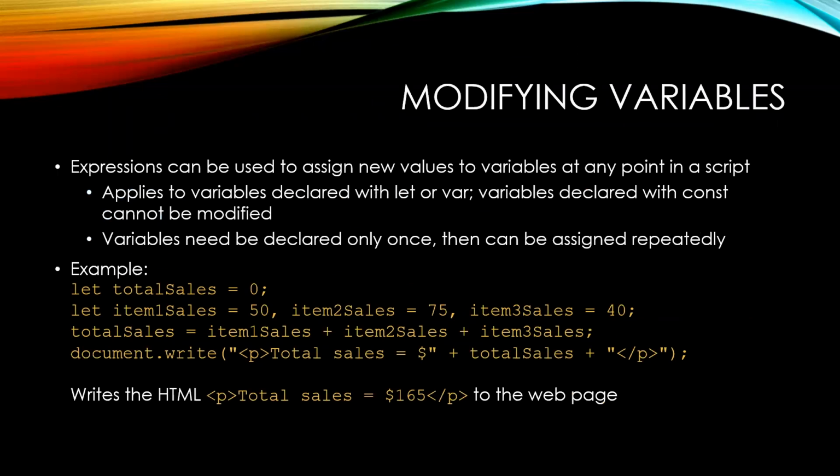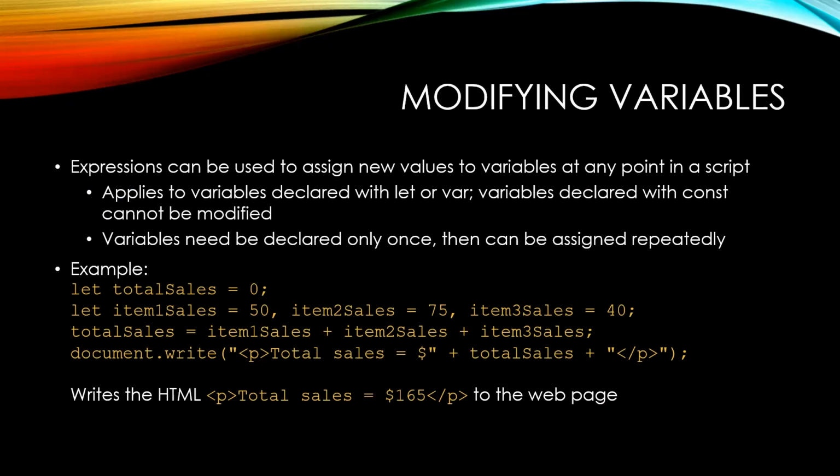In order to modify variables, we're going to use these expressions to assign new values at any point in the script. And it's going to apply to variables declared with either a let or a var. Variables declared with a constant, remember, those are constant, cannot be modified. Variables only need to be declared once and then used as many times as you need. So for example, I have two let statements, which are declaring the variables total sales, item 1 sales, item 2 sales, and item 3 sales.